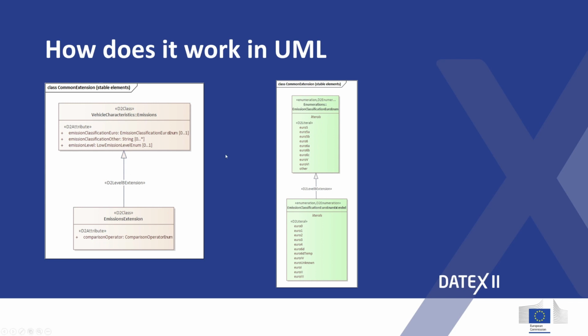And the same for the enumeration. Emission classification EuroEnum is from level A, and we added and extended this with this enumeration. So we added those literals, you could say, to this enumeration. I will come back to this later on when I show this hands-on.